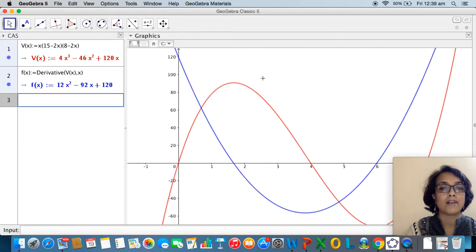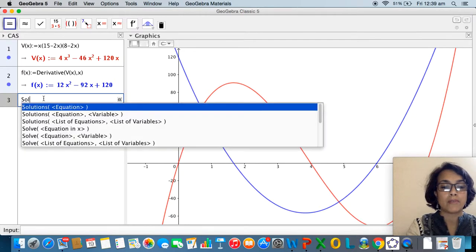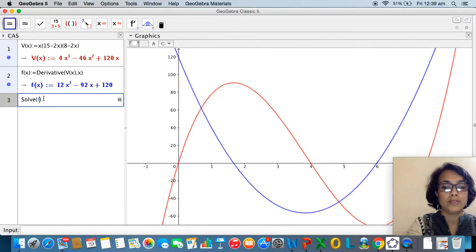So my red graph is the volume function and the blue graph is the derivative function. Now I'm interested in these points where the derivative function cuts the x-axis. So what I'm going to do is solve f of x for x. Let me use the solve command. So I'm going to say f of x equal to 0 for x. And let us see what GeoGebra gives us.